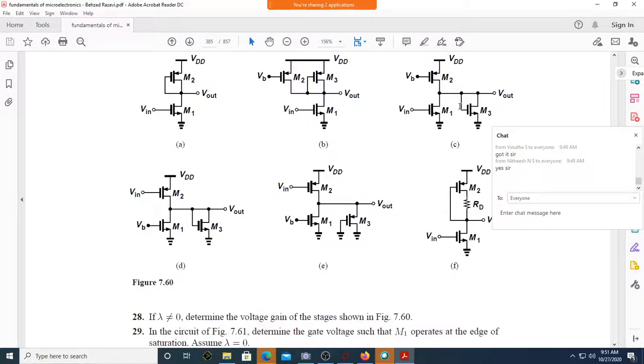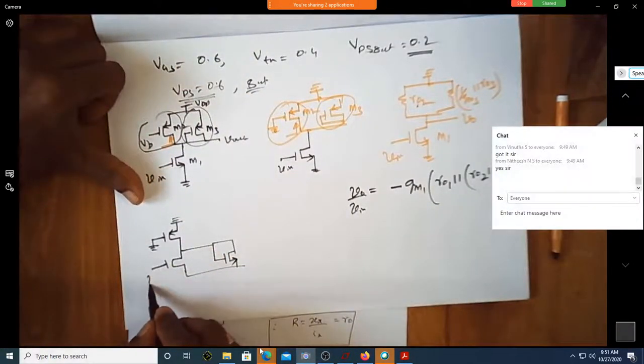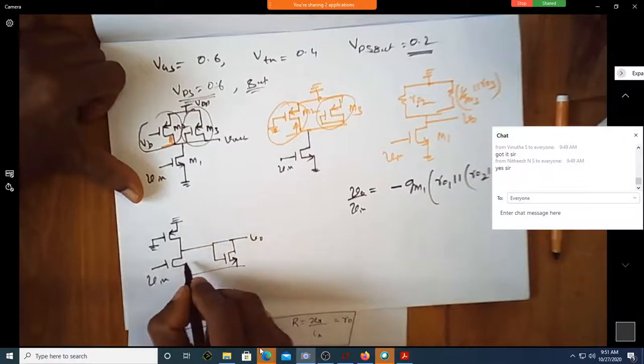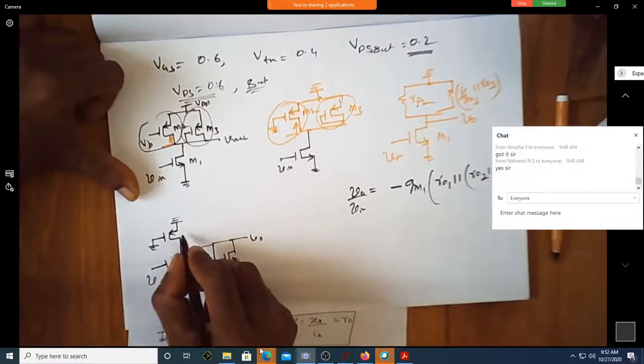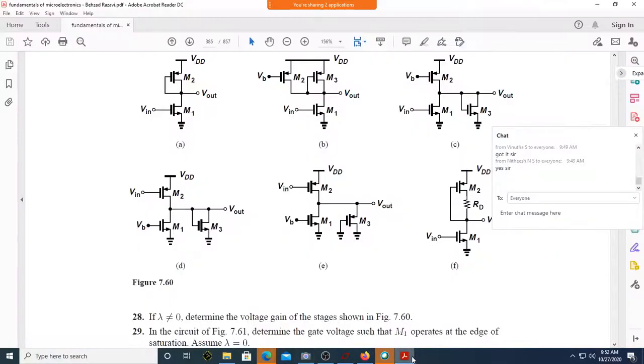Okay, let me just write this. Let me copy that. Now let me show you this camera. Now this is what the circuit is. This is V in, this is V naught. I think this was M1, M2, M3. Am I correct? I think I'm correct. Okay, M2, M3, fine.